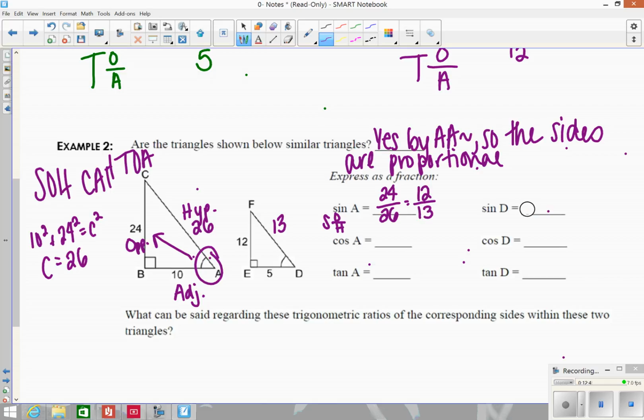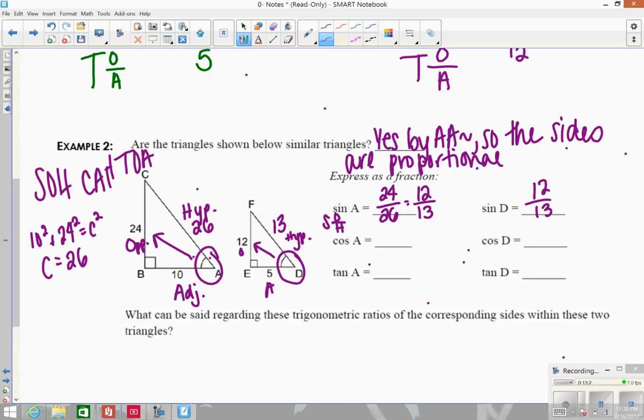If I compare that to sine of D, here's the opposite, here's the adjacent, here's the hypotenuse. Sine of D is opposite, so 12/13. You see that they are the same. So they're exactly the same. The reason why is because the triangles are similar, so the sides are proportional. So the sides between any right triangles that have congruent acute angles, the sine, cosine, and tangent of those angles are going to be equal because the ratios between the two triangles have to be the same.